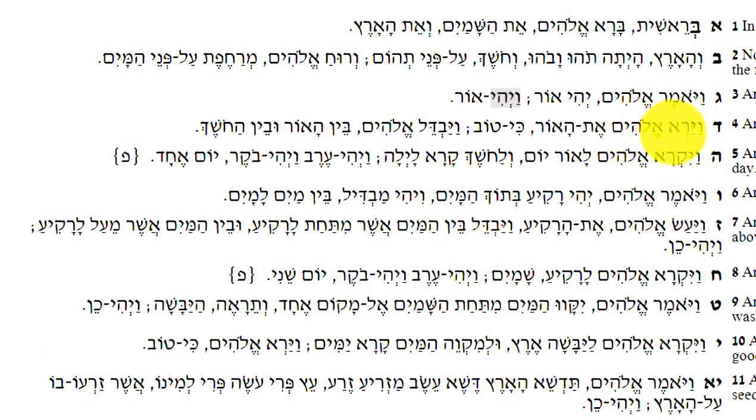Vayar Elohim et ha'or, and God saw the light. Vayar is from the Hebrew word ro'eh, or the Hebrew word ro'eh is from this, which means saw. Elohim, we've had already, meaning God. Or is light, ki tov. Ki in modern Hebrew means because. Here it's kind of that it was. Now I'm going to put ki tov as one of the words because we do have it many times also in the first chapter. V'yavdel Elohim, and God divided, and we'll see this a lot as well.